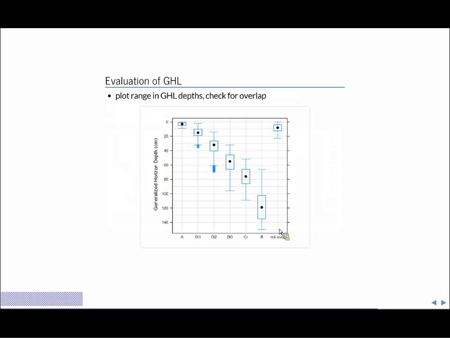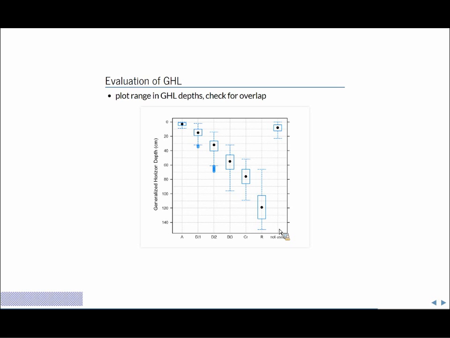Once we're happy with those, it's useful to take a look at the range in depth that the various generalized horizons span. Clearly, there's going to be overlap because we know there's variability out there. Any given series or component concept is going to have a range in depths or thicknesses of the various horizons. Overlap is to be expected.